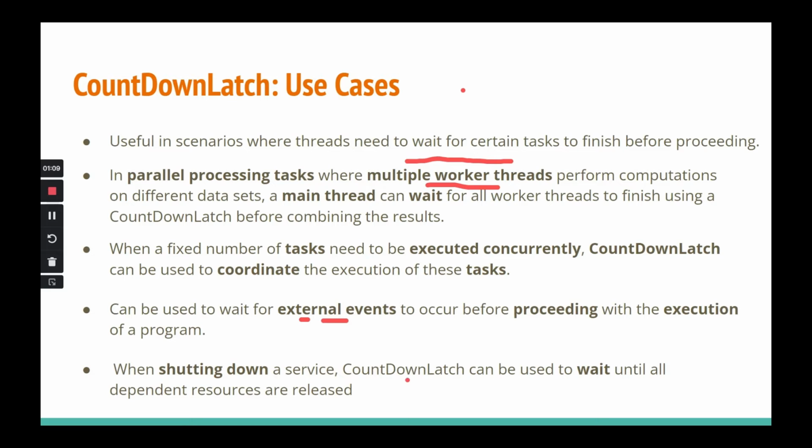When you're trying to shut down, it can be used to wait until all the dependent resources are released. Like we use try-with-resources; earlier we used the finally block. So all that cleanup activity can be done before you try to shut down a certain service. So all of these are use cases in which CountDownLatch as a synchronization construct comes in really handy.